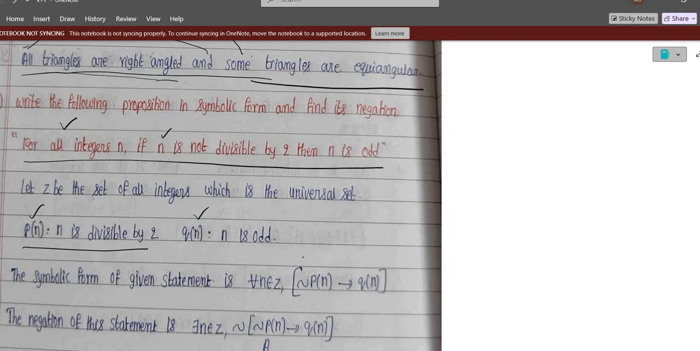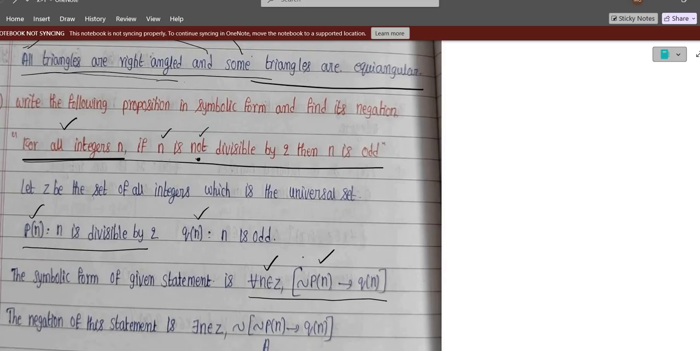So observe, I am taking P of n as n is divisible by 2. I already told, even though here not is there, when I am taking P of n or Q of n, I am not considering this not. Q of n is n is odd. The symbolic form of given statement is, here for all integers n is there. For this one I am writing for all n belongs to Z. Here not is there. That's why I am writing negation of P of n. Here no not. That's why I am simply writing Q of n. So this is the symbolic form of given statement.